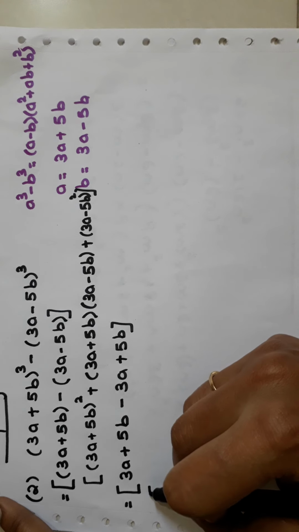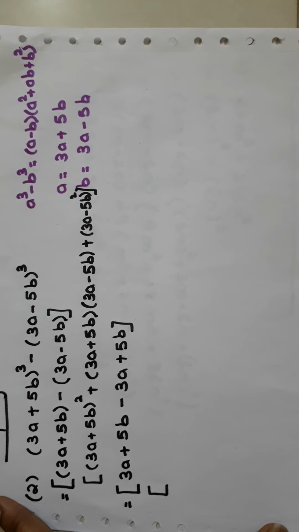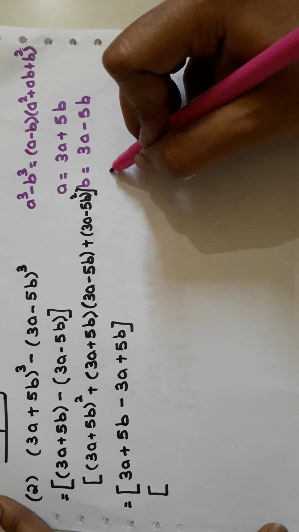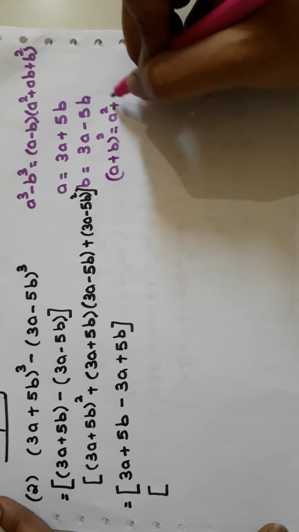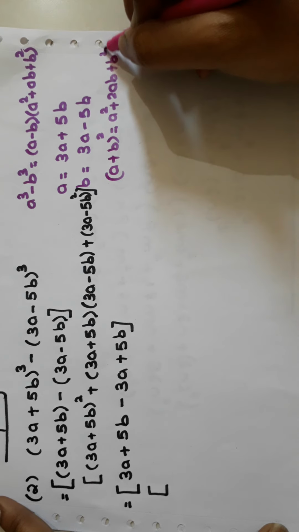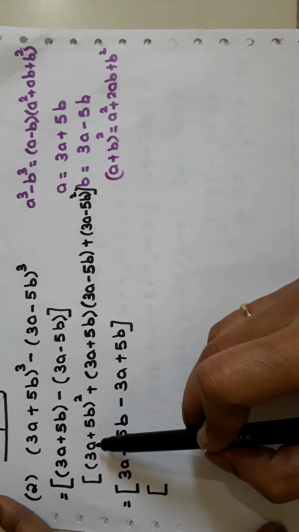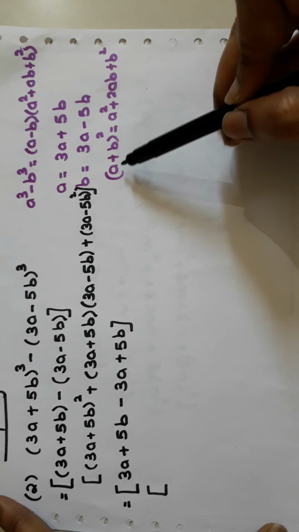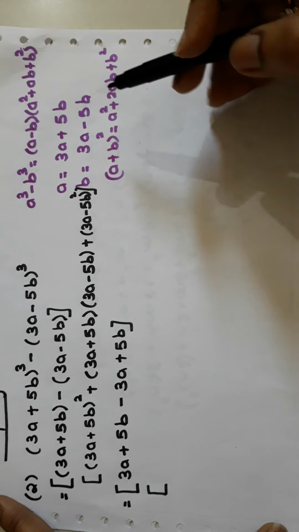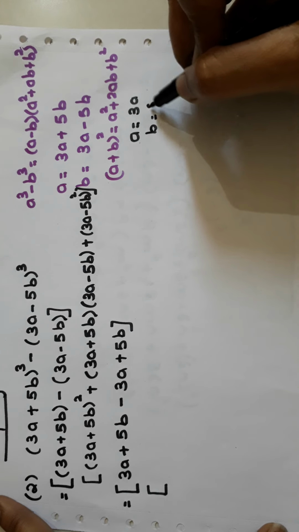Now the second square bracket, 3a plus 5b the whole square. For this I will be using the expansion formula: a plus b the whole square is a square plus 2ab plus b square. But in this case, a is 3a and b is 5b. So in this expansion formula, you will replace a by 3a and b by 5b.